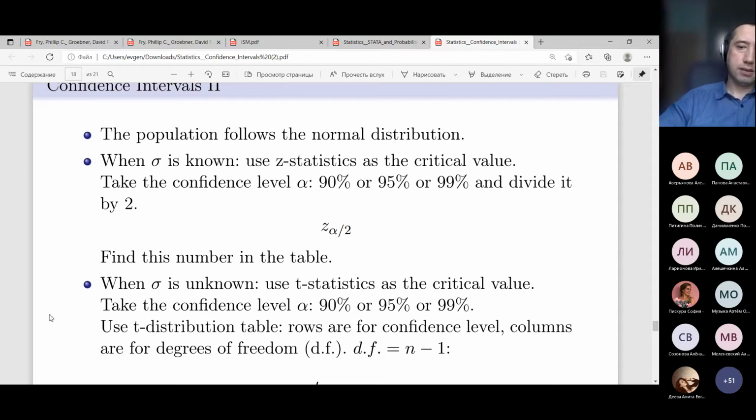The other case is a little bit more complicated. It is about student statistics, or t-statistics, and we use it when sigma is unknown. And by the way, in most research papers and reports, we rely on the second case because usually we don't know sigma. Instead, we calculate the sample standard deviation. In this case, we have to use the t-distribution table. Tell me, please, have you ever used the t-distribution table in your probability theory course?